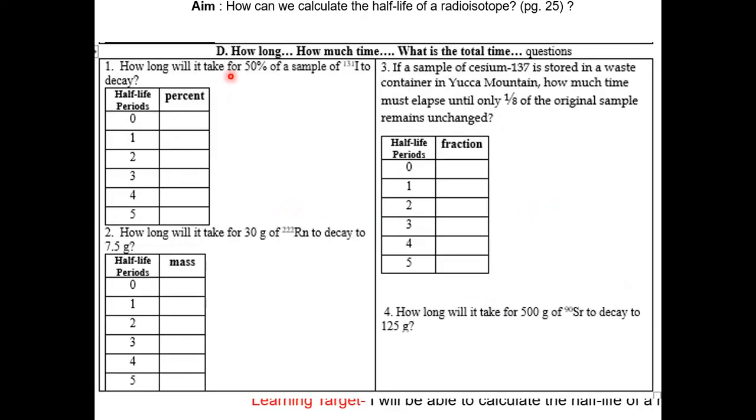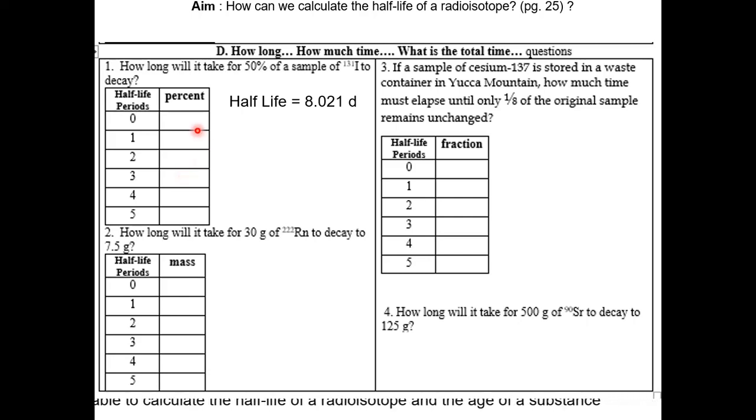In the last scenario, scenario D, we'll be calculating how much time, or what the total time is. Let's look at question 1. How long would it take for 50% of a sample of I-131 to decay? The first step is to look up the half-life of I-131 in Table N in your reference table. It is 8.021 days. We'll be using this table to figure out the number of half-lives that have passed.